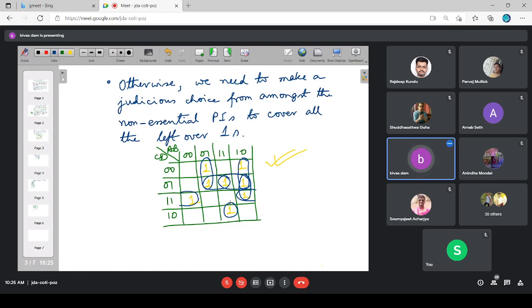How many PIs are here? 3. Huh? So 7. Seven. Rajdeep, what did you say? Sorry, sir. I made a mistake there. There are 7 groups here. So there are altogether 7 PIs. So number of PIs is 7.